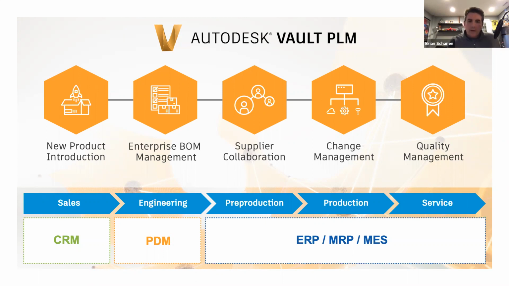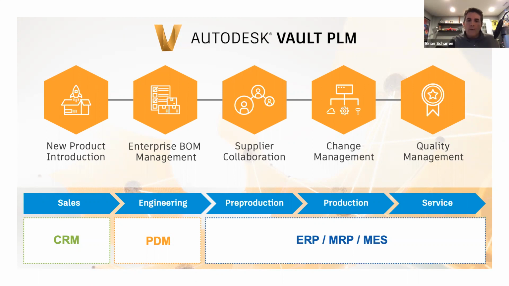Enterprise bill of material management. Vault begins the bill of material with the engineering BOM, all of the data that the designers and engineers put into their design intent. But there's more to it. What happens then? There are other additional things in there that take into account different geographies and locations.